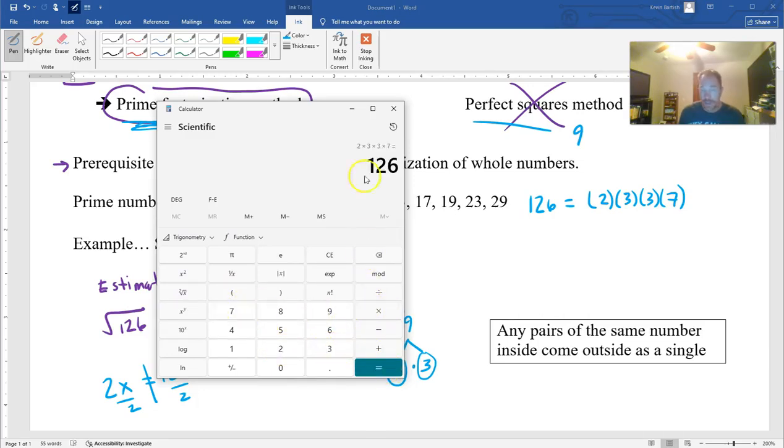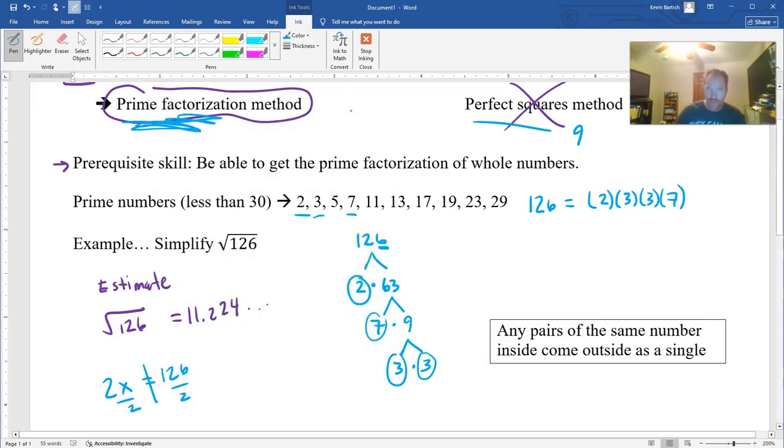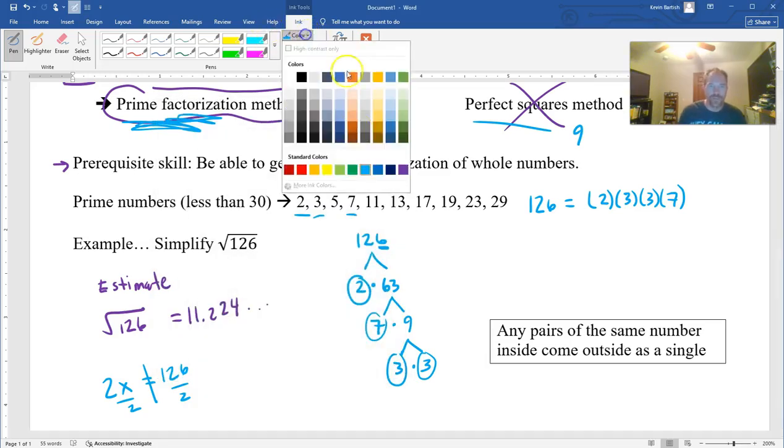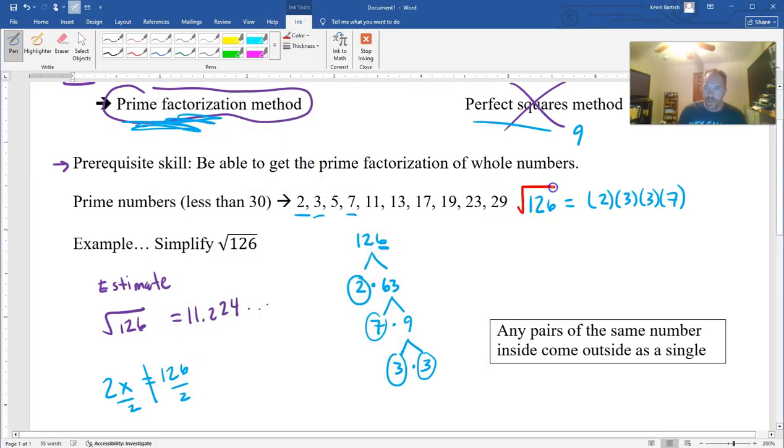And that gives us 126. Okay. So now if we're doing the square root of 126, that's the square root of all these numbers. And we said any pairs of the same numbers come outside as a single.